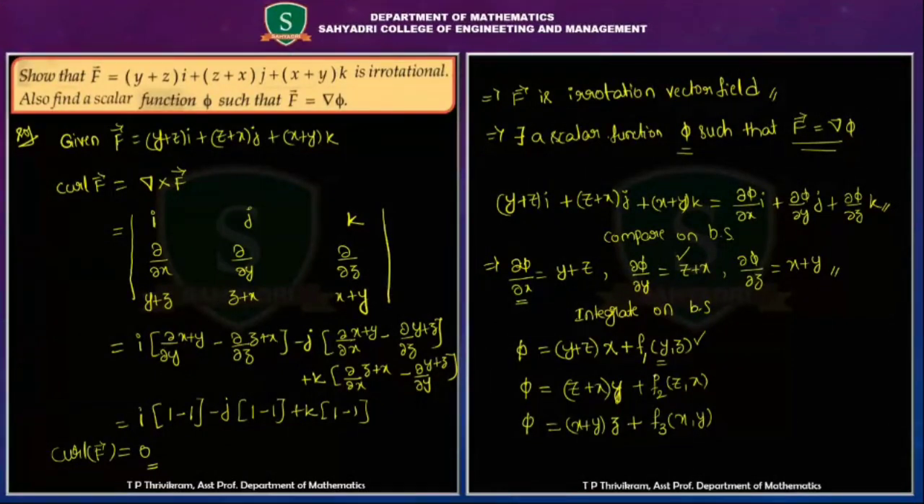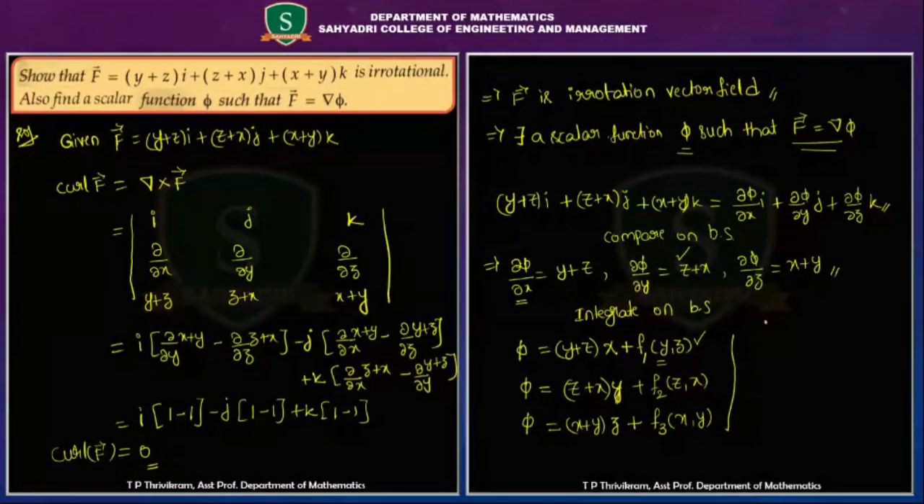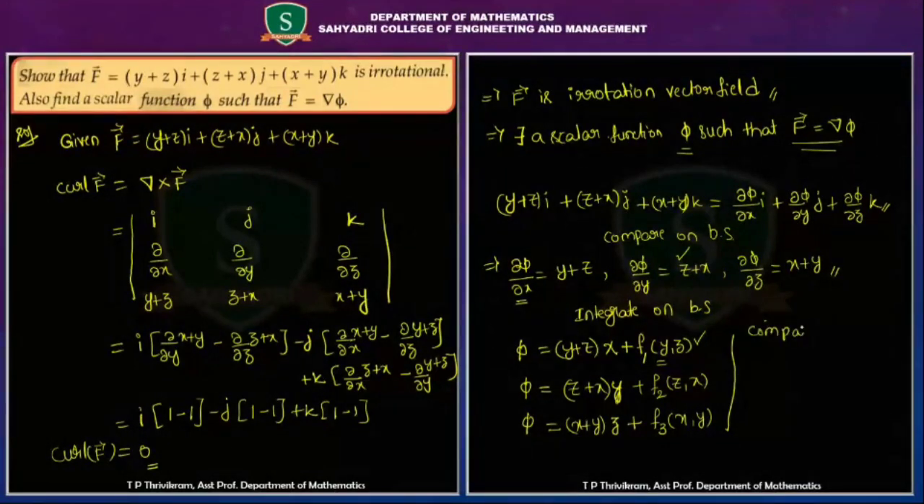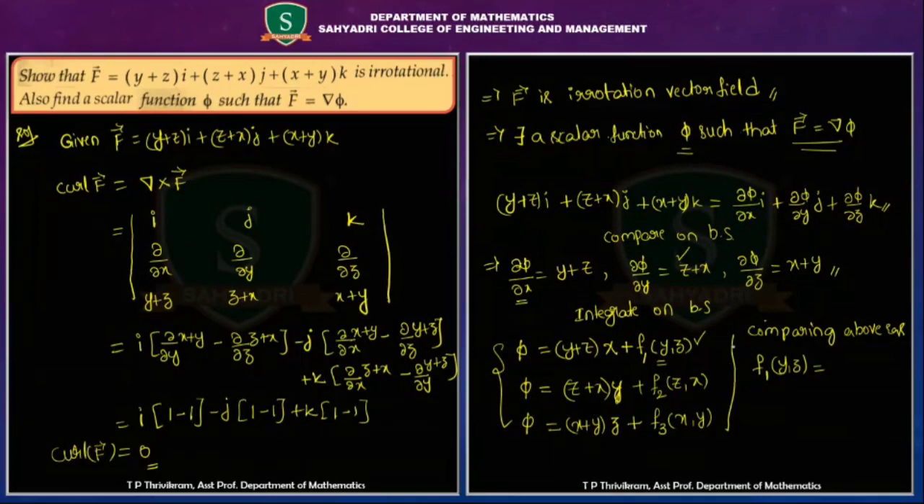Okay. Now, keeping this aside, if you compare these three equations, all these phi are the same, not different ones. So what will be the value of f1 of y comma z? Compare these three equations, or let us write one more step here so that you'll get clarity on this.